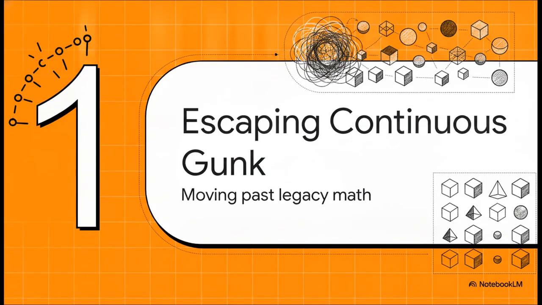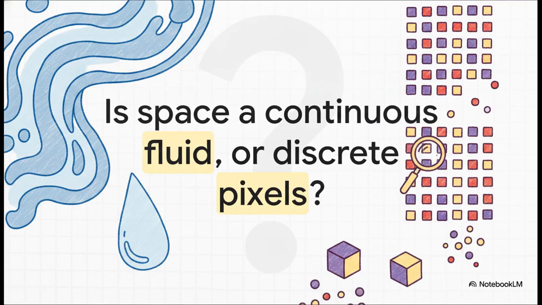Section 1. Escaping continuous gunk. Before we get into the new stuff, we have to talk about the biggest hurdle in legacy mathematics. And it starts with a question I want you to really think about. Is space a continuous fluid that you can zoom into forever, or is it actually made of discrete, indivisible pixels?